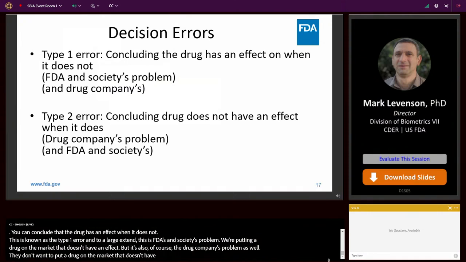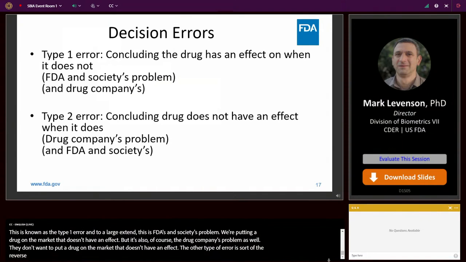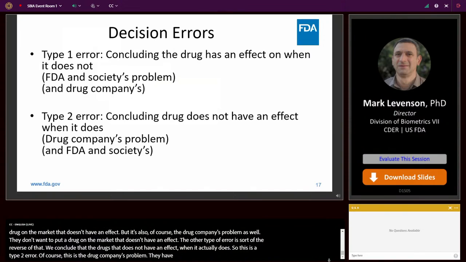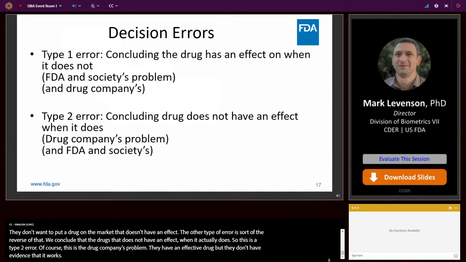The other type of error is sort of the reverse of that. We conclude that the drug does not have an effect when it actually does. This is a type 2 error. Of course, this is the drug company's problem. They have an effective drug, but they don't have evidence that it works. But it's, of course, FDA's and society's problem as well, because we all want effective and safe drugs on the market.